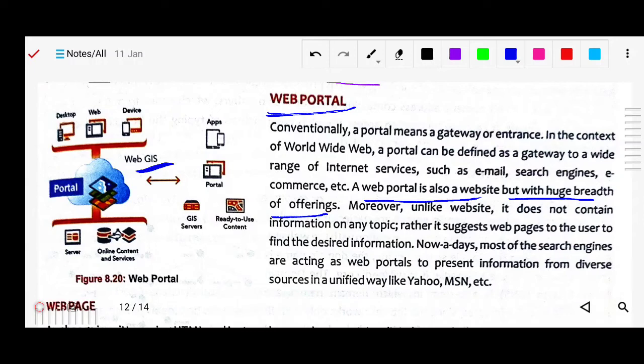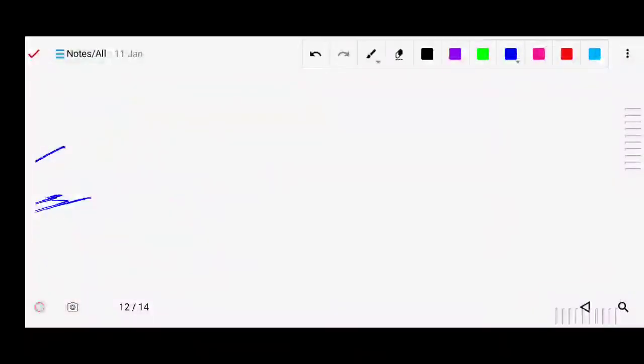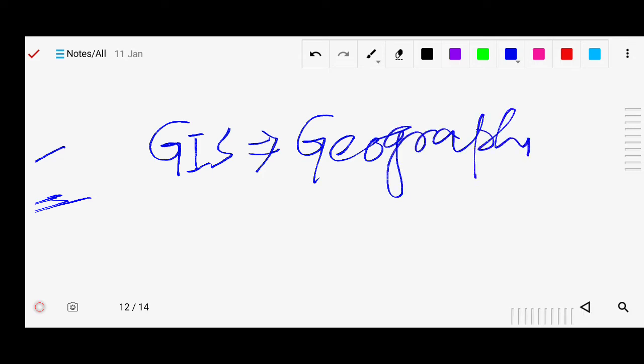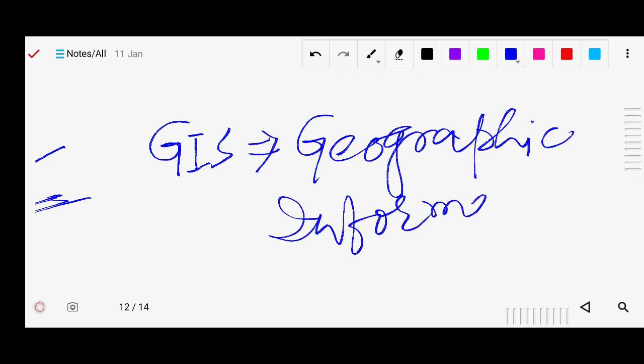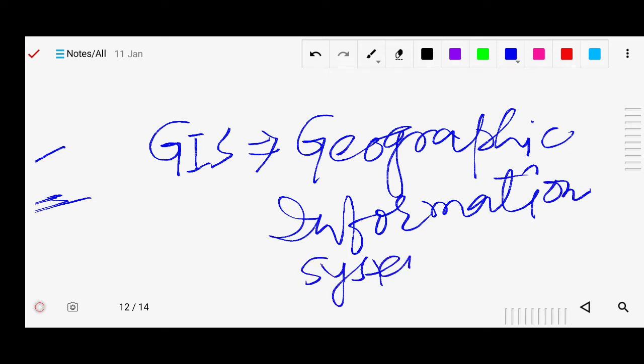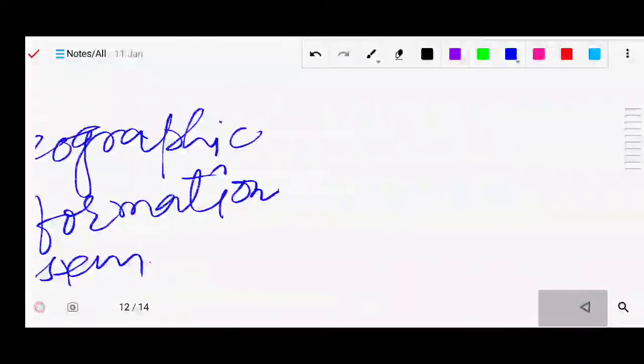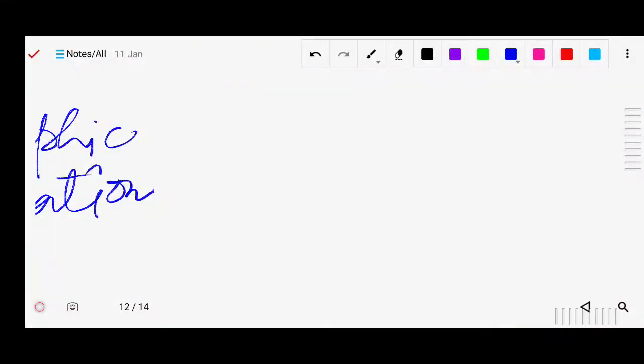So what is the full form of GIS? First of all, see it, GIS. The full form of GIS is Geographic Information System. And how does it work? Actually it is the concept of what is called a search engine.